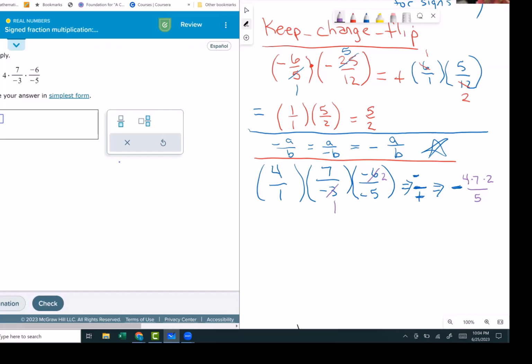It won't creep up on you. Like, it won't be like, oh, now all of a sudden I have to simplify. Not with multiplication or division. With addition and subtraction, it could. I'm going to say this equals 4 times 7 is 28. 28 times 2 is 56 divided by 5. And it's negative. There's my answer. And I get negative 56 divided by 5.